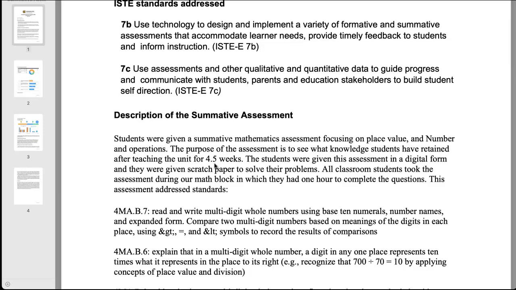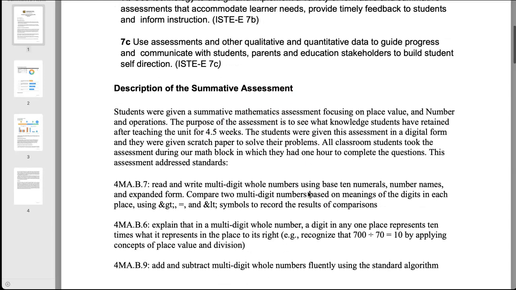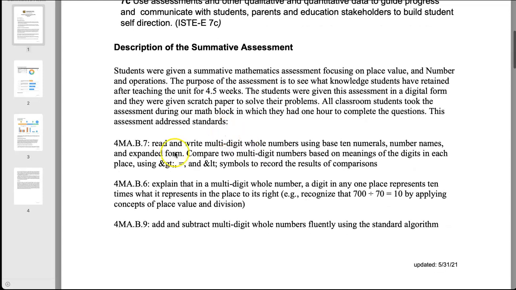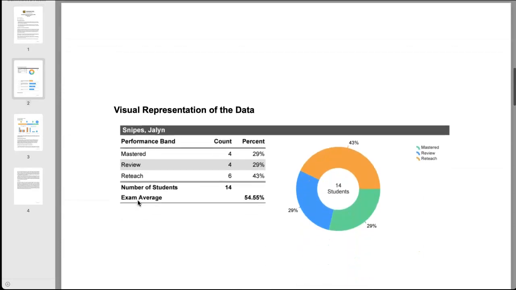Students were given a summative math assessment that focused on place value and numbers and operations. The purpose of this assessment is to see what knowledge students have retained after teaching the unit for 4.5 weeks. The students were given this assessment in a digital form, and they were given scratch paper to solve their problems, work out, and show their work. All classroom students took the assessment during our math block, in which they had 1 hour to complete the questions. This assessment addressed standards 4MA B7, 4MA B6, 4MA B9.